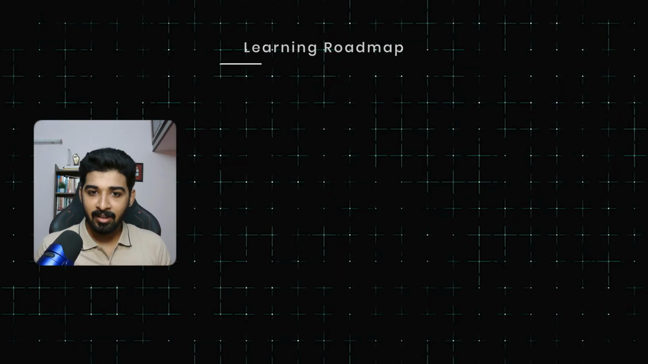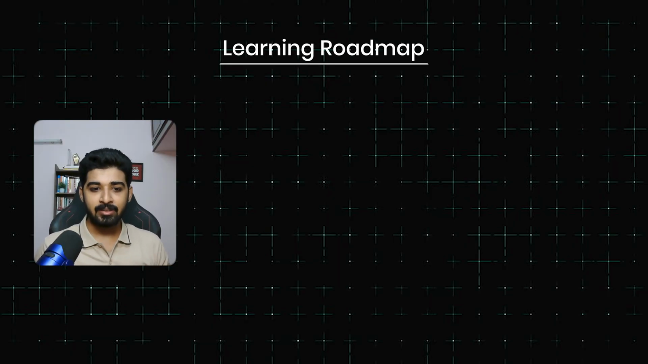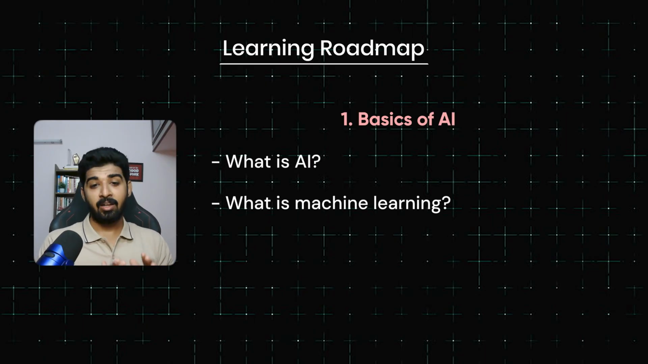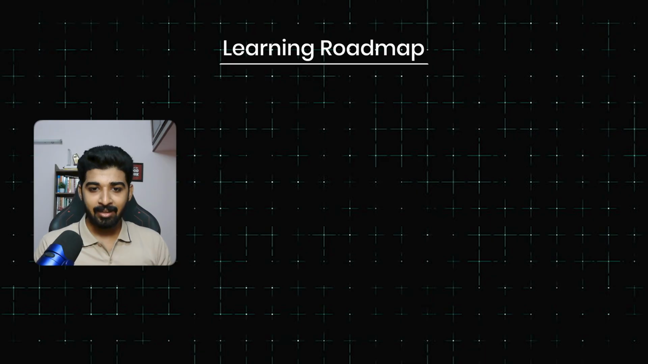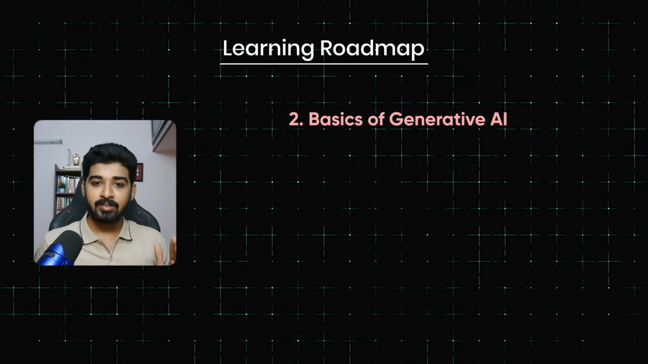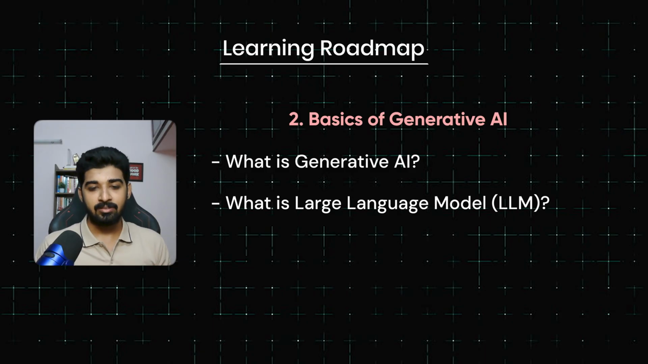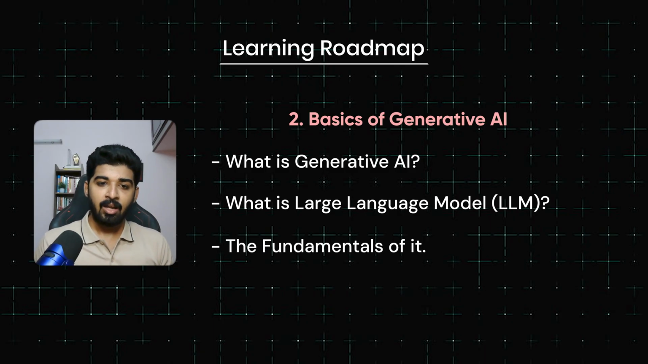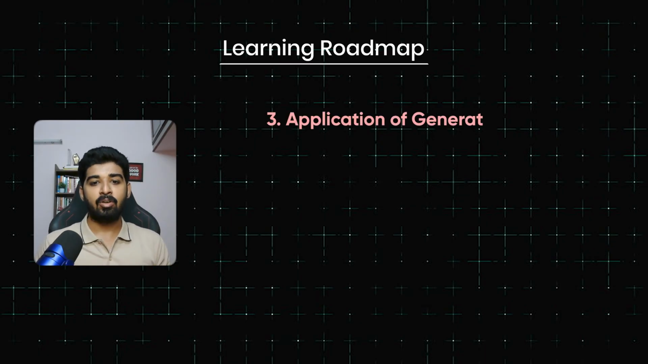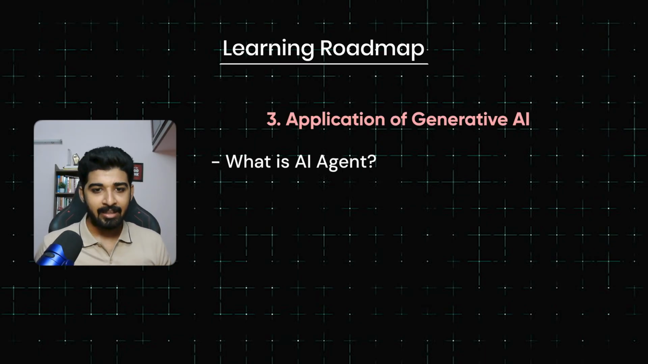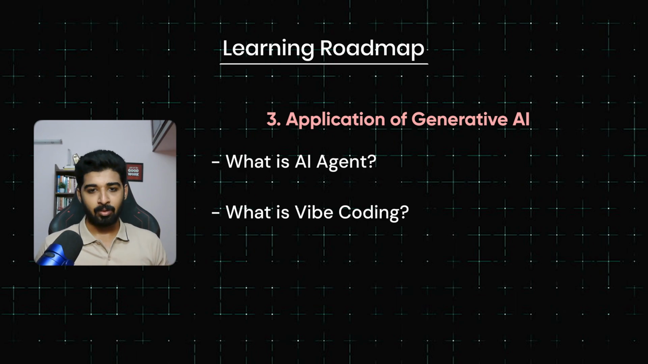I've broken the learning roadmap of free resources and courses into three parts. First is where you learn about the basics of AI, like what is AI, what is machine learning, the basic terminologies. Second is where you learn about the basics of generative AI. What is generative AI? What is LLM, the large language model which powers generative AI, the fundamentals of it. And next you learn about the applications of generative AI, like AI agents, vibe coding and much more, right? So let's get into the video.